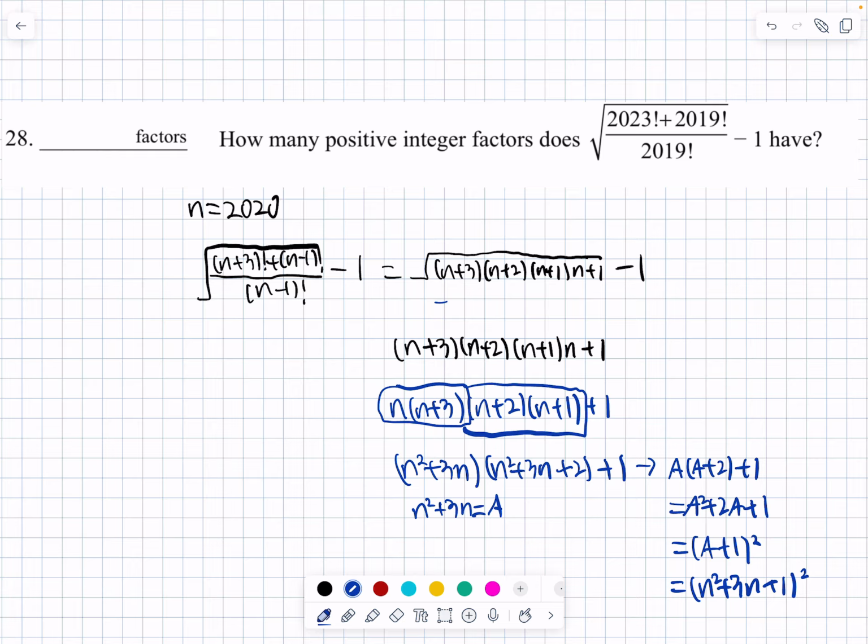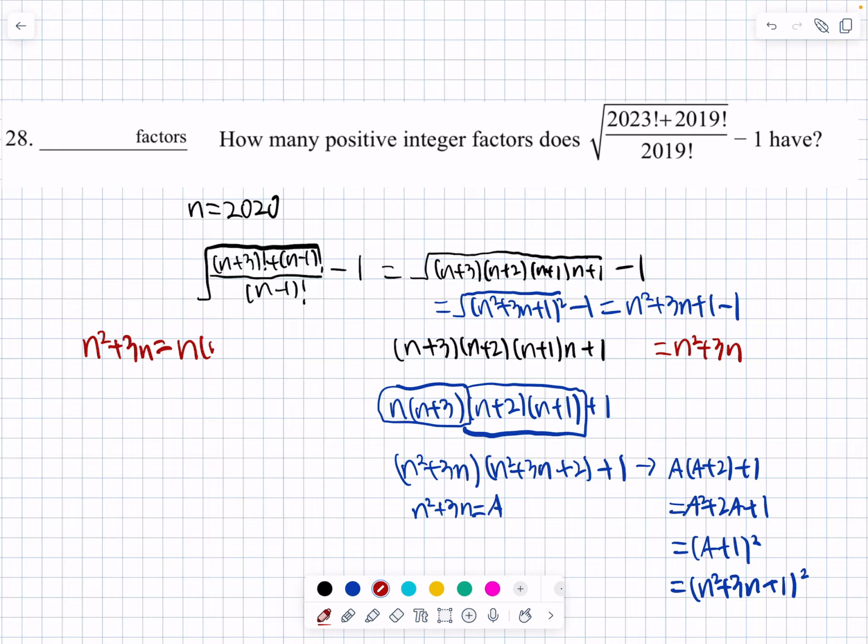Now back to the equation. Since this equation can be written as root of (n squared plus 3n plus 1) whole squared minus 1, this is the same as n squared plus 3n plus 1 minus 1. Therefore, the equation turns into n squared plus 3n. Now, n squared plus 3n simplifies to n times n plus 3. Now we put n as 2020, which gives 2020 times 2023.